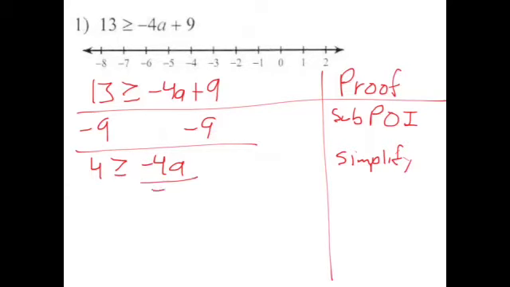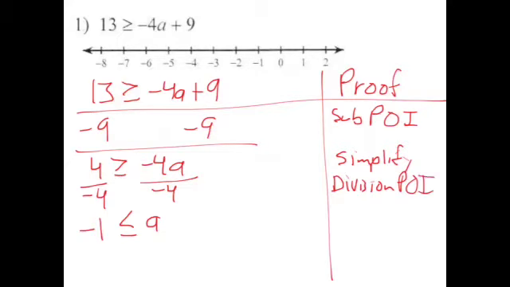And now I'm going to divide by negative 4. Whenever you divide both sides of an inequality by a negative, you have to change the direction, and on the left side we're now going to have negative 1. So what lets me divide is the division property of inequality, and that also accounts for the turning of that inequality symbol. And then I just simplified to get to the last part there, and now I have negative 1 is less than or equal to a.